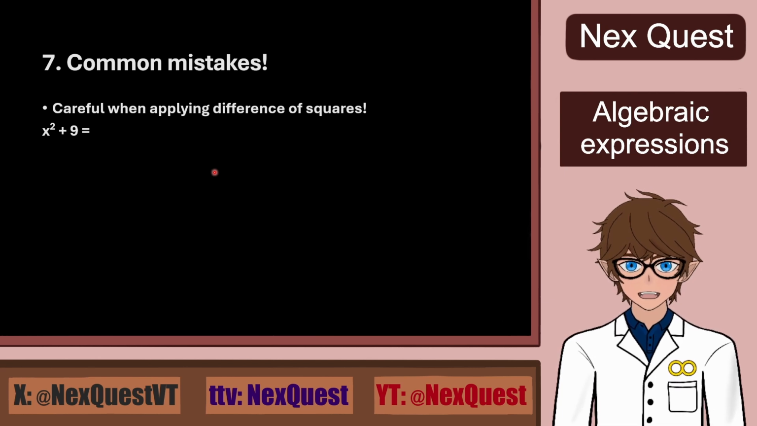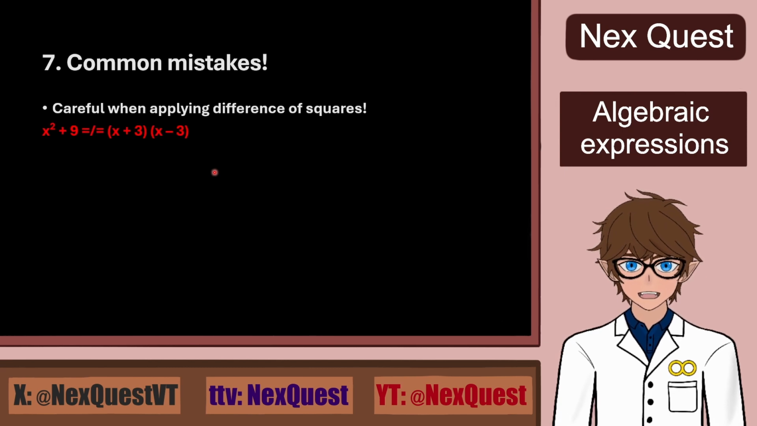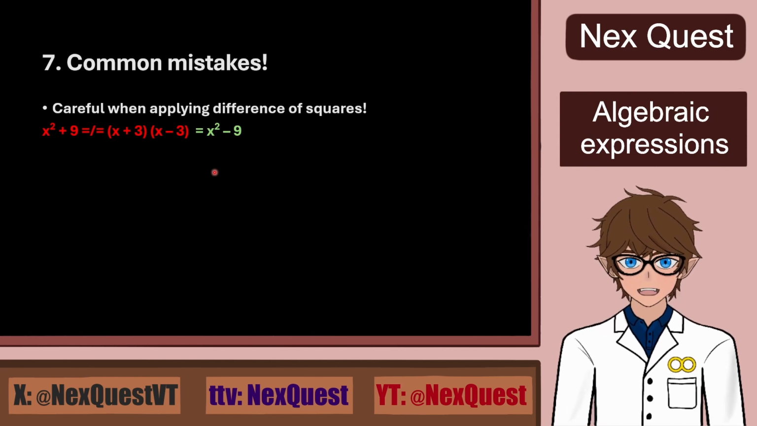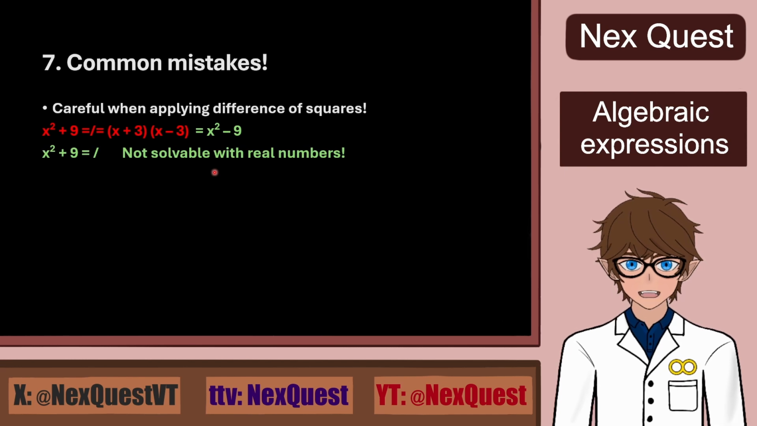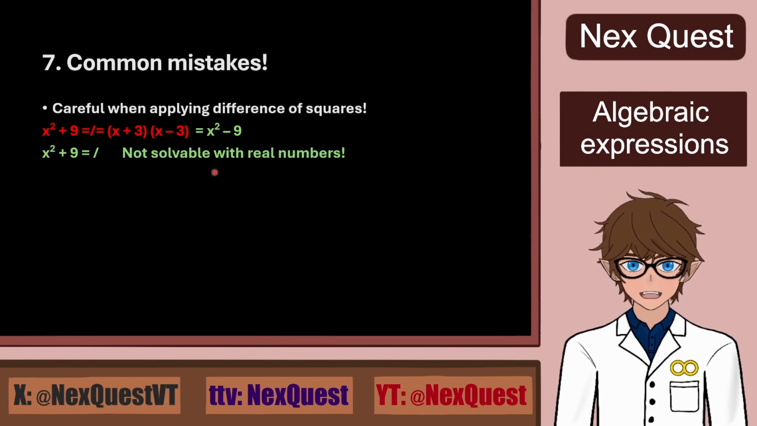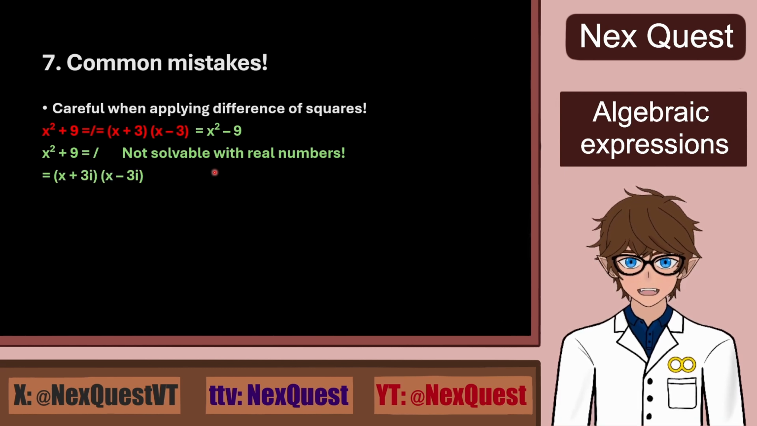Be careful when applying difference of squares. x squared plus 9 definitely isn't a difference, and is vastly different from this, because as we all know, this equals x squared minus 9. But does x squared plus 9 have any solutions? Well, yes, it does, but it's not solvable with real numbers. It's solved with complex numbers, which are a separate lesson altogether. If you want the solution, this is it.